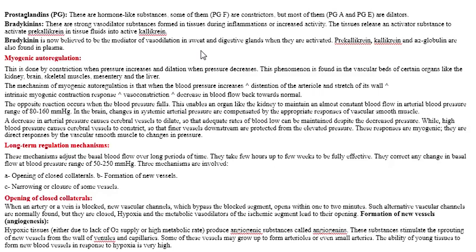When the blood pressure increases, there will be vasoconstriction, and vice versa. This is a phenomenon found in certain organs, especially the kidney, skeletal muscles, the brain also, and the mesenteric circulation of the upper GI tract. The mechanism of myogenic regulation is that when the blood pressure increases, there is distension of the arteriole and stretch of the wall.